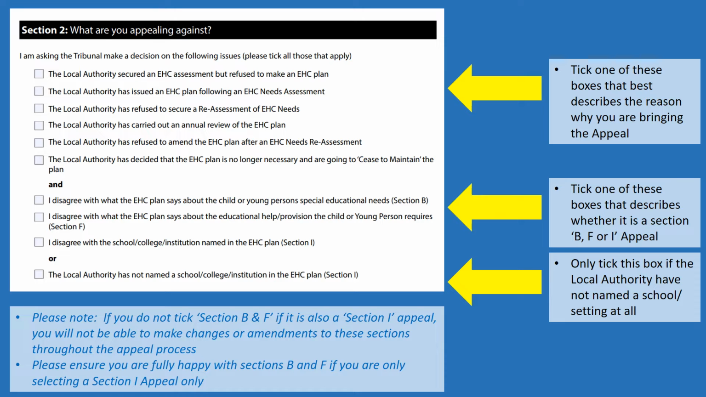If you are happy with all sections and it is only Section I, School Placement, you wish to appeal, you can tick this box alone, but you will not be able to request amendments to Sections B and F in doing so. If the local authority have not named a school at all, you can tick the last box.